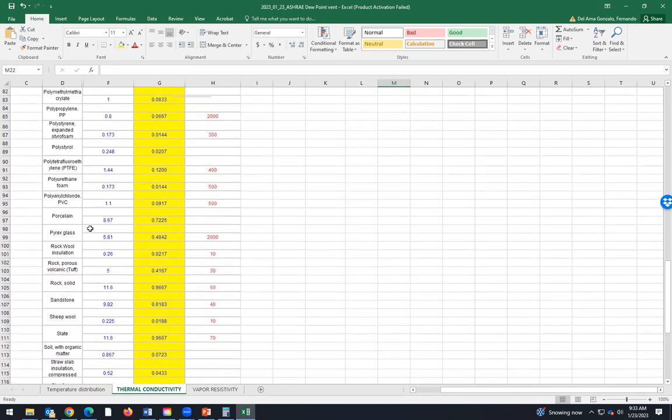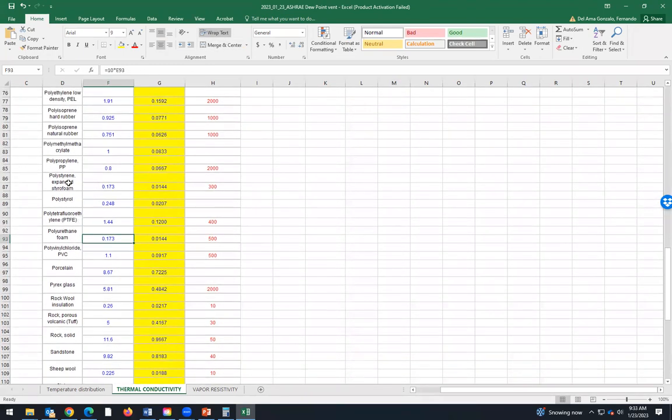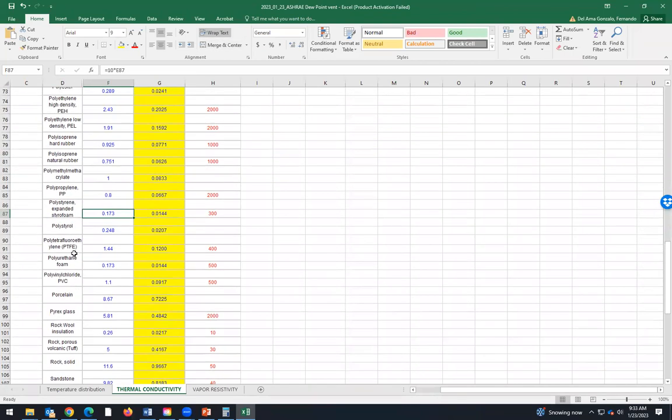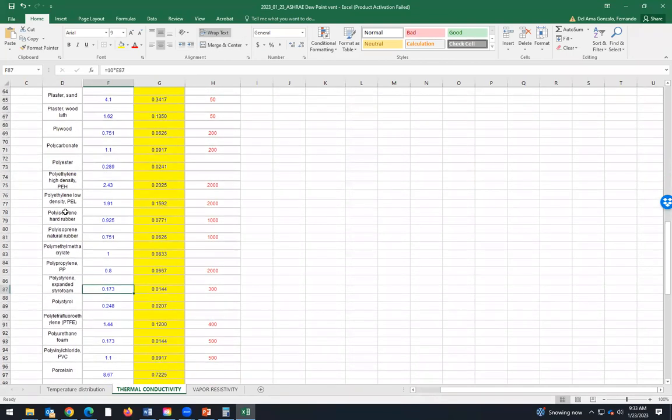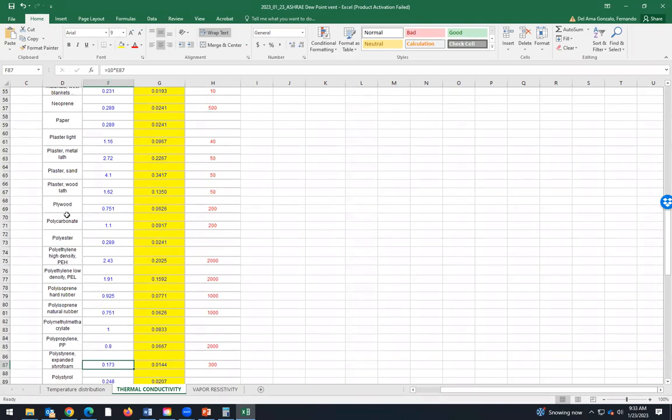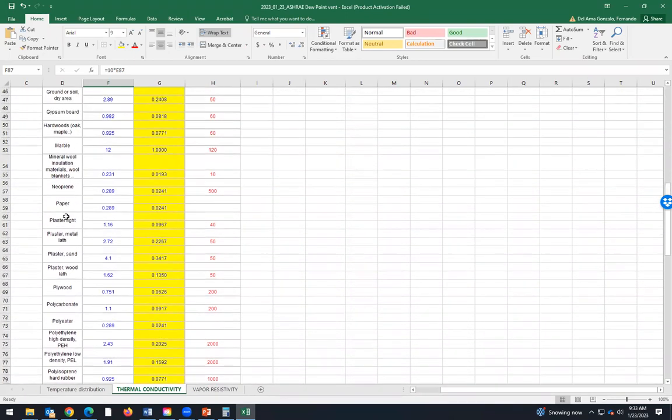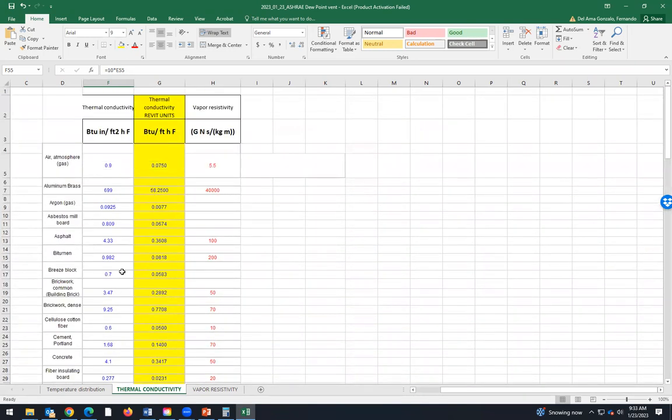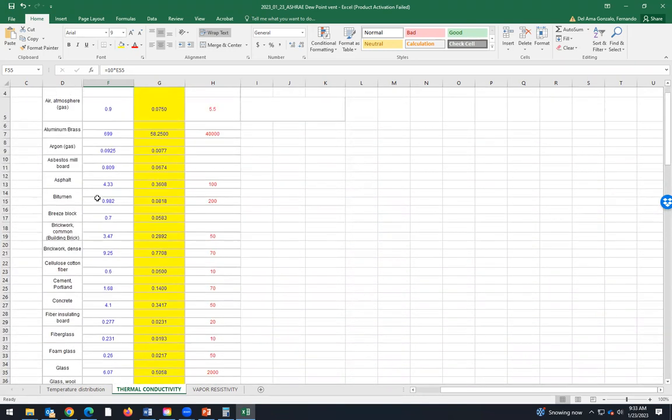What really matters is when we have a thermal insulating material, for example polyurethane foam, this is 0.1. If we have polystyrene, it's 0.1. If we have mineral wool, it's 0.2. Thermal insulating materials are around 0.1, 0.2, and then solid materials that we use for construction are 10, 9, 5.